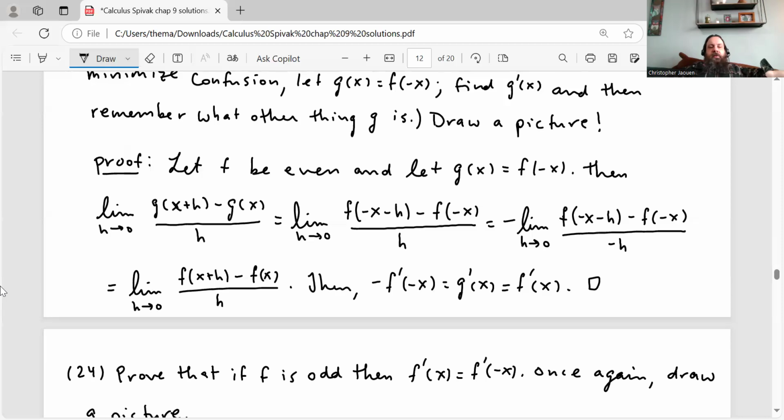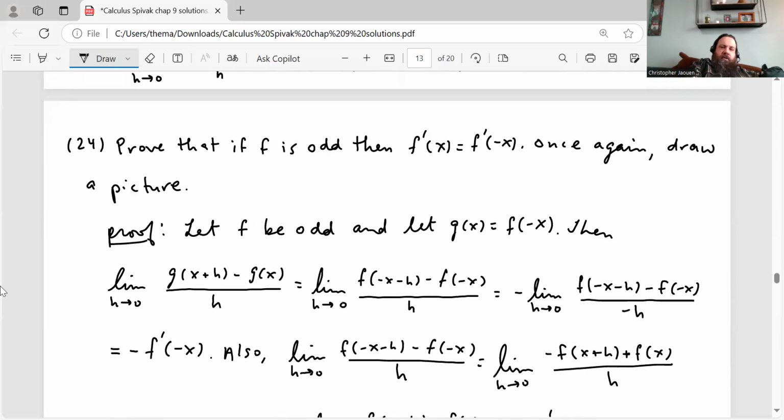Then the limit as h goes to 0 of the difference quotient for g equals the limit as h goes to 0 of (f of minus x minus h minus f of minus x) over h. Here I multiply by minus 1 over minus 1, which doesn't change the value. Then I can factor a minus out in front of the limit, which gives us negative limit as h goes to 0 of (f of minus x minus h minus f of minus x) all divided by minus h, which is equal to the limit as h goes to 0 of (f of x plus h minus f of x) over h. That's because f is even, right? Then minus f prime of minus x is equal to g prime of x, which is equal to f prime of x. And that shows the relationship. So the derivative of an even function is odd.